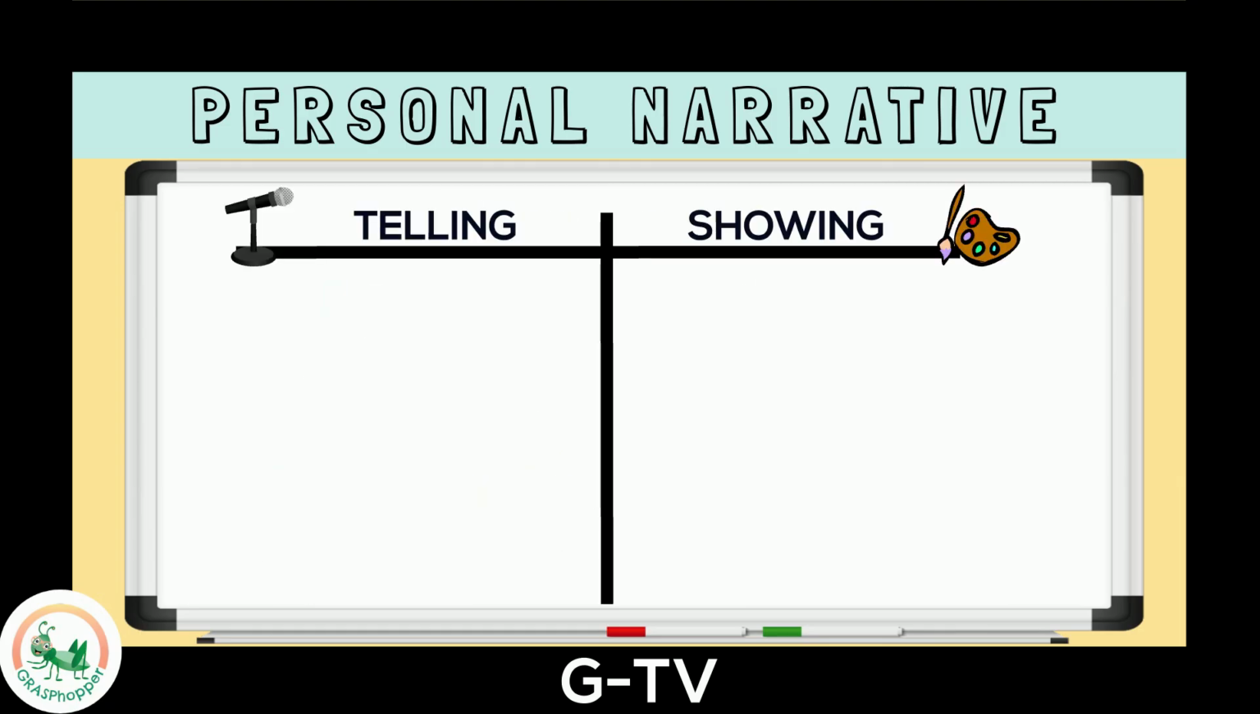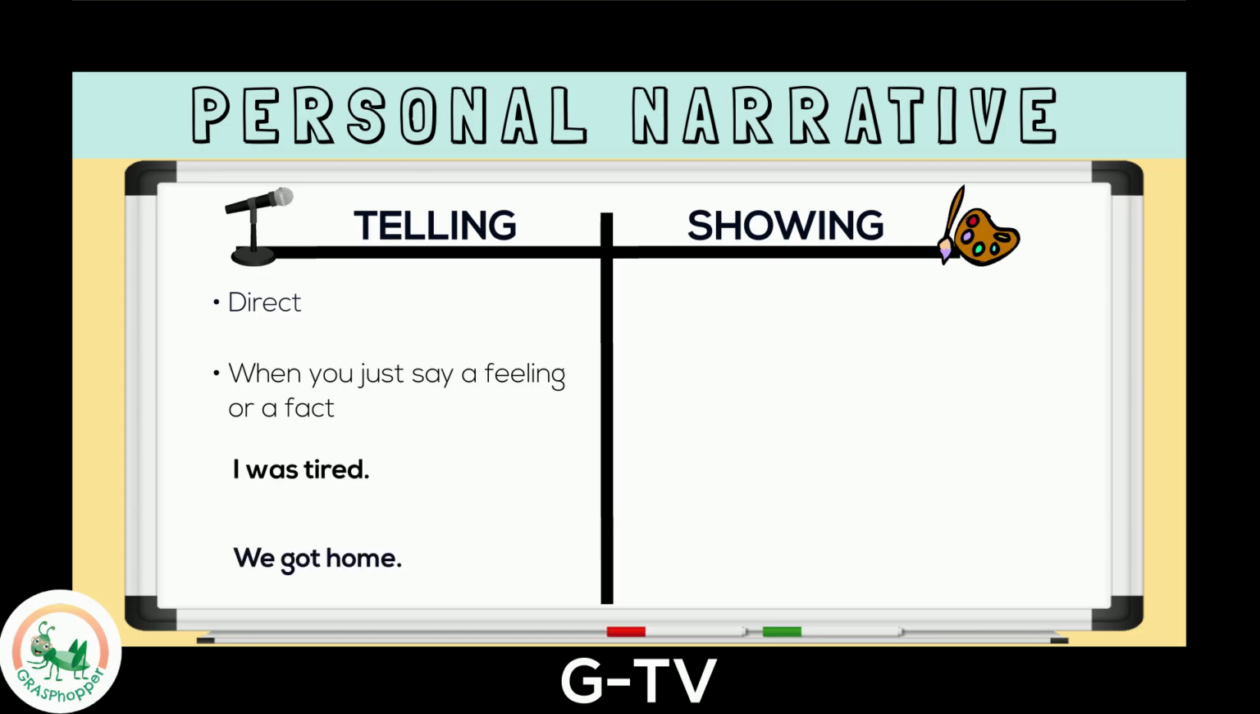Knowing the difference between showing and telling can get tricky. Here's the difference. Telling is direct. It's when you just say a feeling or a fact. These are sentences like, I was tired, or we got home. Both of these sentences are telling. They give information, but they don't give the reader much to imagine.